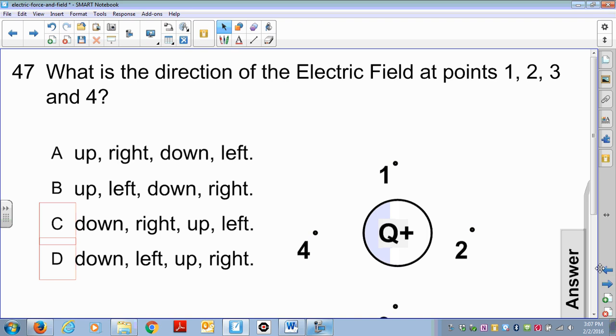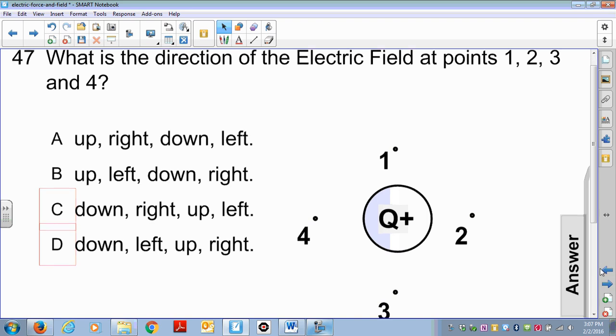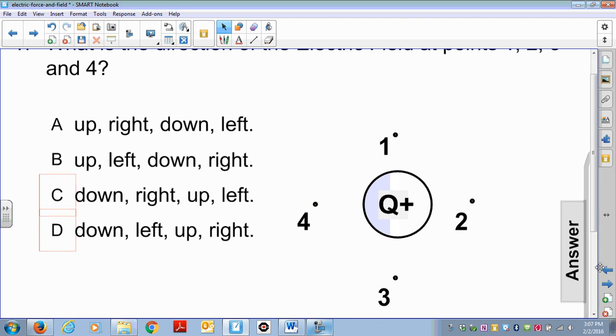What is the direction of the electric field at points 1, 2, 3, and 4? Is it up, right, down, left? Is it up, left, down, right? Is it down, right, up, left? Or is it down, left, up, and right? Go ahead and pause the video if you need to.